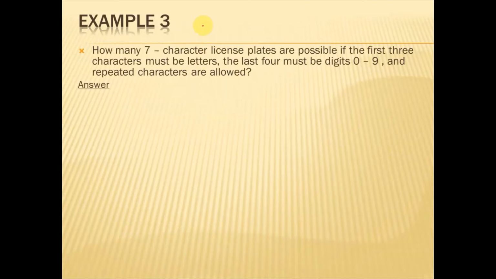Okay, so the license plate has 1, 2, 3, 4, 5, 6, 7. The first 3 must be letters. Letters means A, B, C, D and all of those. And how many is A, B, C, D? There are 26. And these are 0 to 9, meaning they must be digits. Here it may be 0 or 1 or 2 or whatever. From 0 to 9 there are 10. So the first place should be 26, the second place also 26, this one also 26. These are all 10, 10, 10, 10.